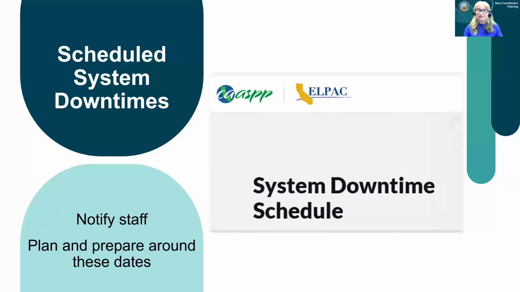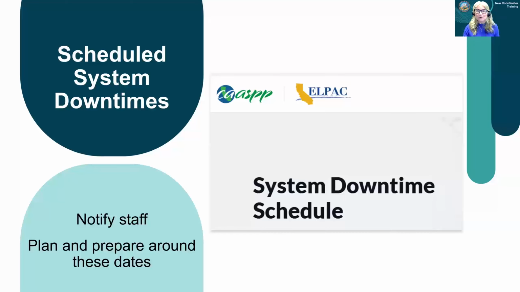As a coordinator, it's extremely important to stay up to date on when the scheduled downtimes and maintenance are throughout the year. You can find a calendar of these planned events on the system downtime page in the CAASPP-ELPAC website. If we have a little time in Q&A, I can show you where to find these different pieces, and there's also a link in your guide. But if you want to learn how to fish, I can just show you how to get there.